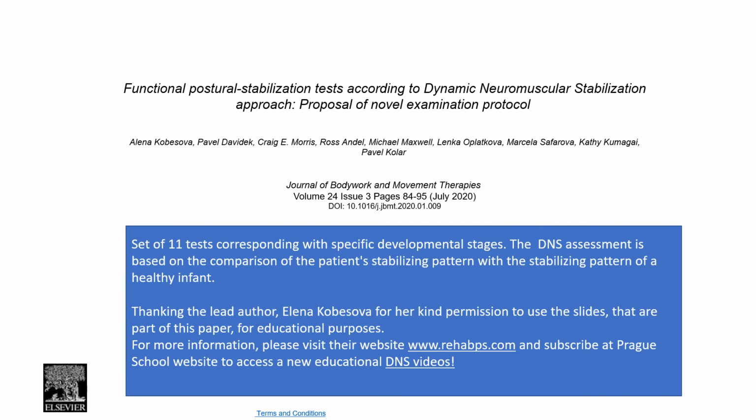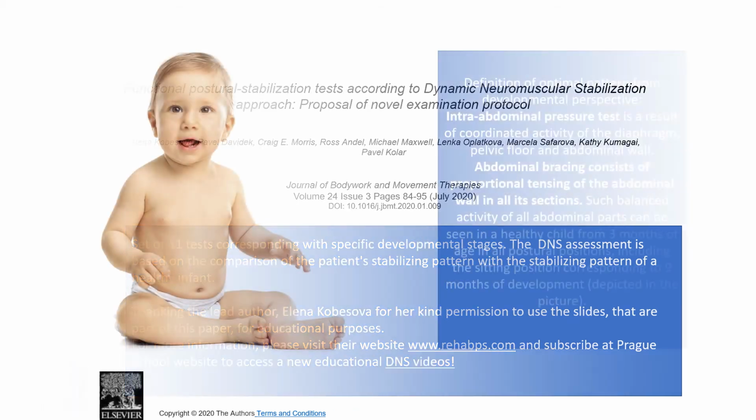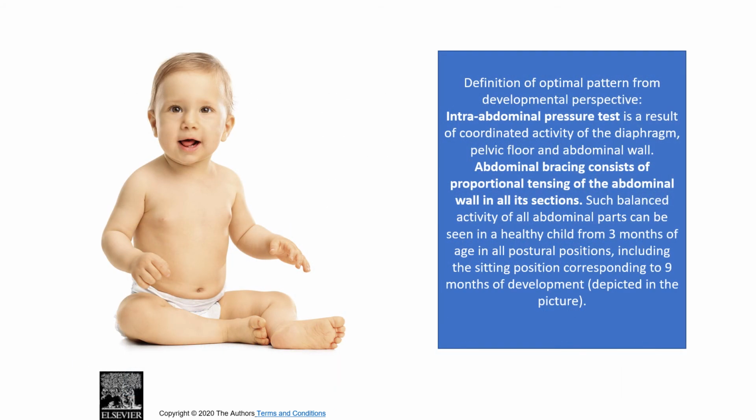This test is described extensively by colleague Kobesova, and I would like to thank her very much for her permission to share a number of the slides that are part of that publication to show you what the test looks like. Every test starts with a description of the optimal pattern from the developmental perspective, looking, for example, at intra-abdominal pressure in this case, and looking at the abdominal bracing.